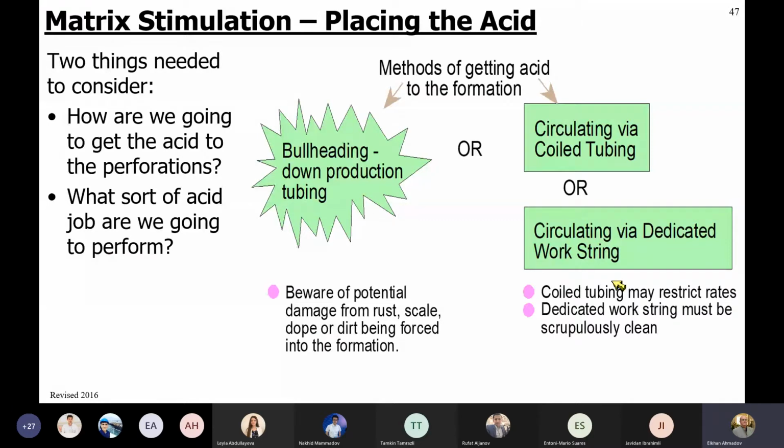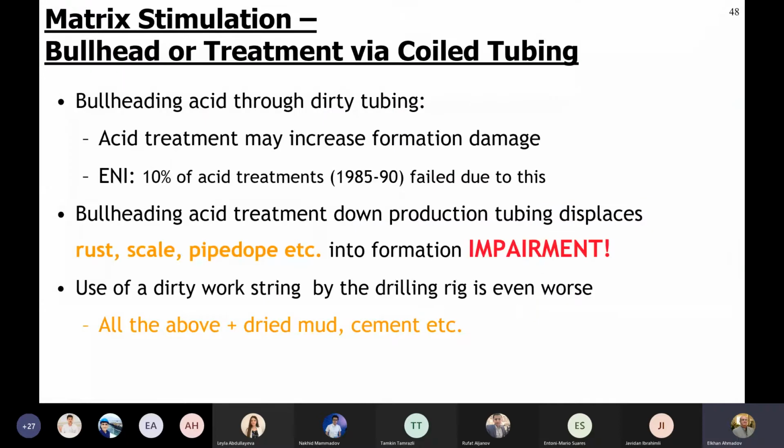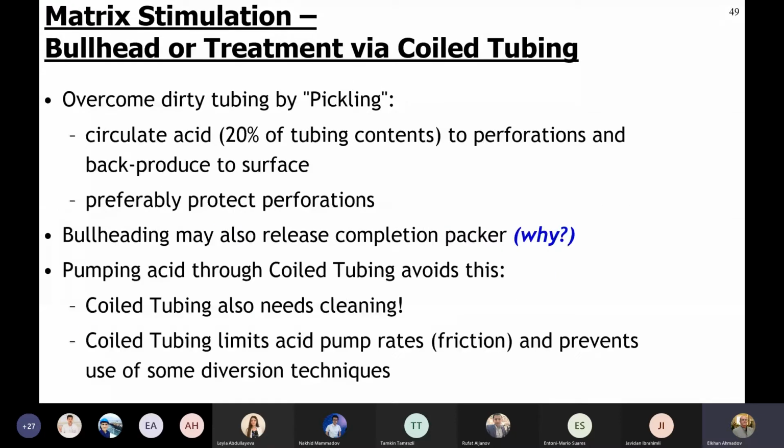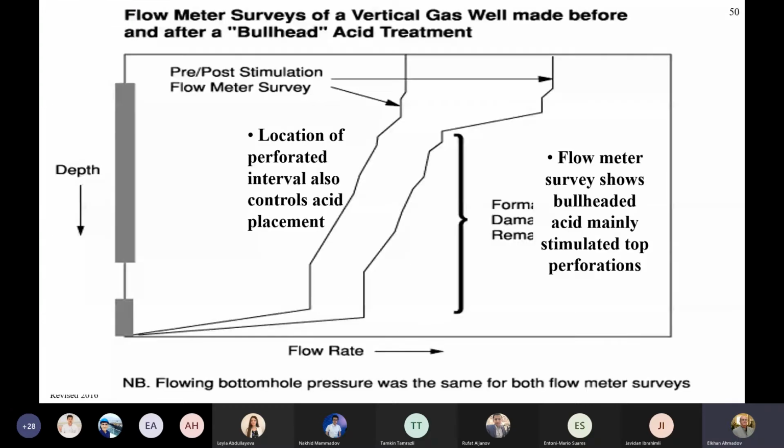These will all be injected into the formation. So we have to clean the tubing or coil tubing or the workstring pipes from any rust, any dirty material, to make sure that we don't inject into the formation any additional solids that lead to additional formation damage.